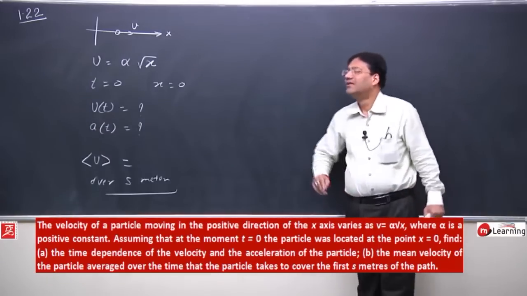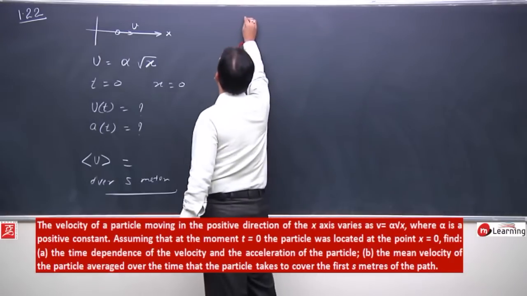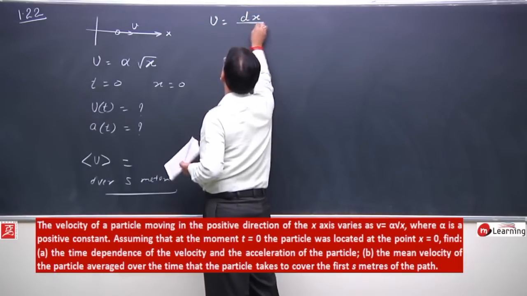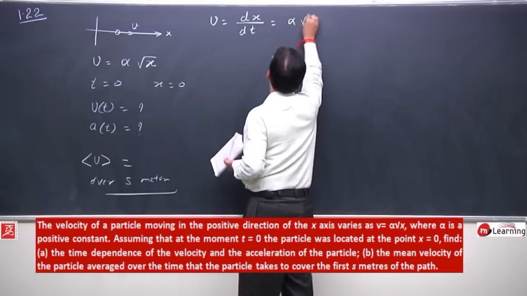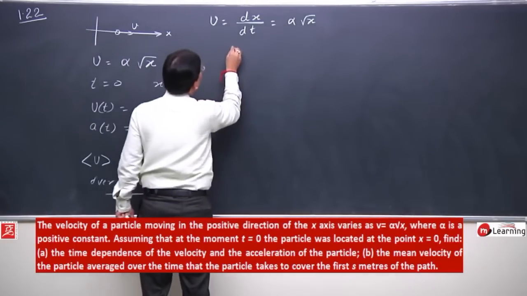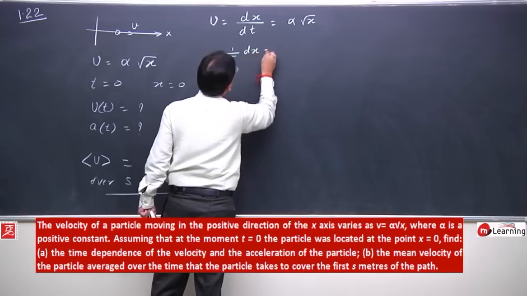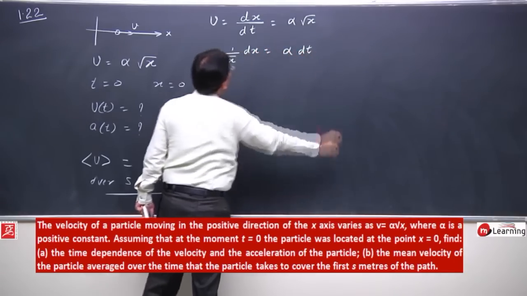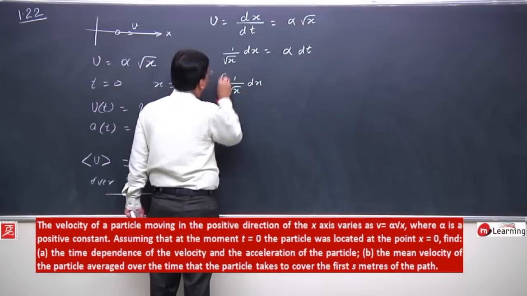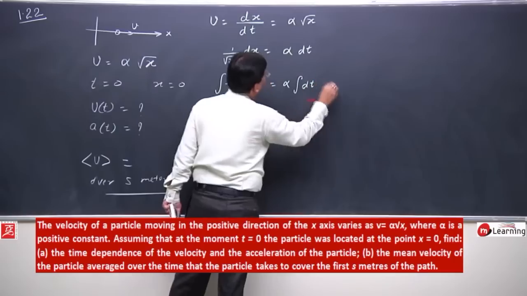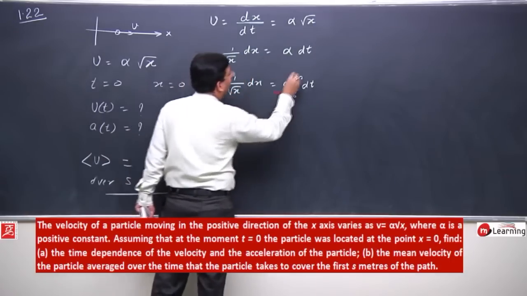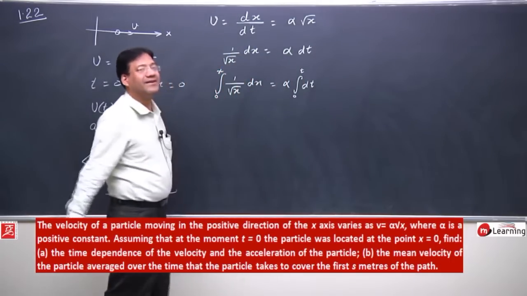देखिए, velocity as a function of displacement, I can always write velocity as dx by dt, the rate of change of displacement along the x-axis. Since the particle is moving along the x-axis, I can rearrange this equation as 1 by root x dx is equal to alpha dt, and this can be integrated on both the sides. Alpha is a constant, integral sign से बाहर रहेगा. At time t equal to 0, x is 0, and at any instant t, it's x.